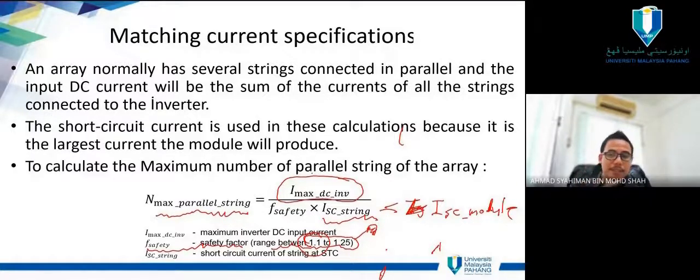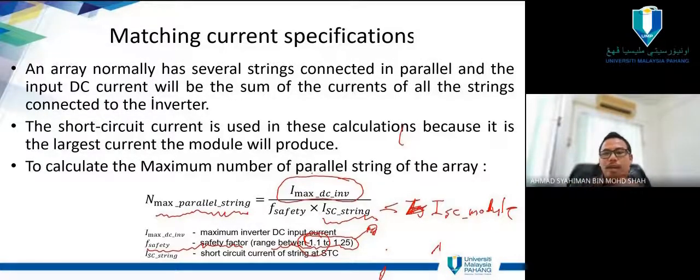Okay. If the value is given, follow that. 1.25 ke, 1.2 ke, 1.1 ke, 1.15 ke for example, just follow that as it is. If not given, then you can assume 1.1. It's okay. Alright. So this is for the case of the maximum number of parallel strings of the array by using the inverter. That's why we need the I max DC inverter.